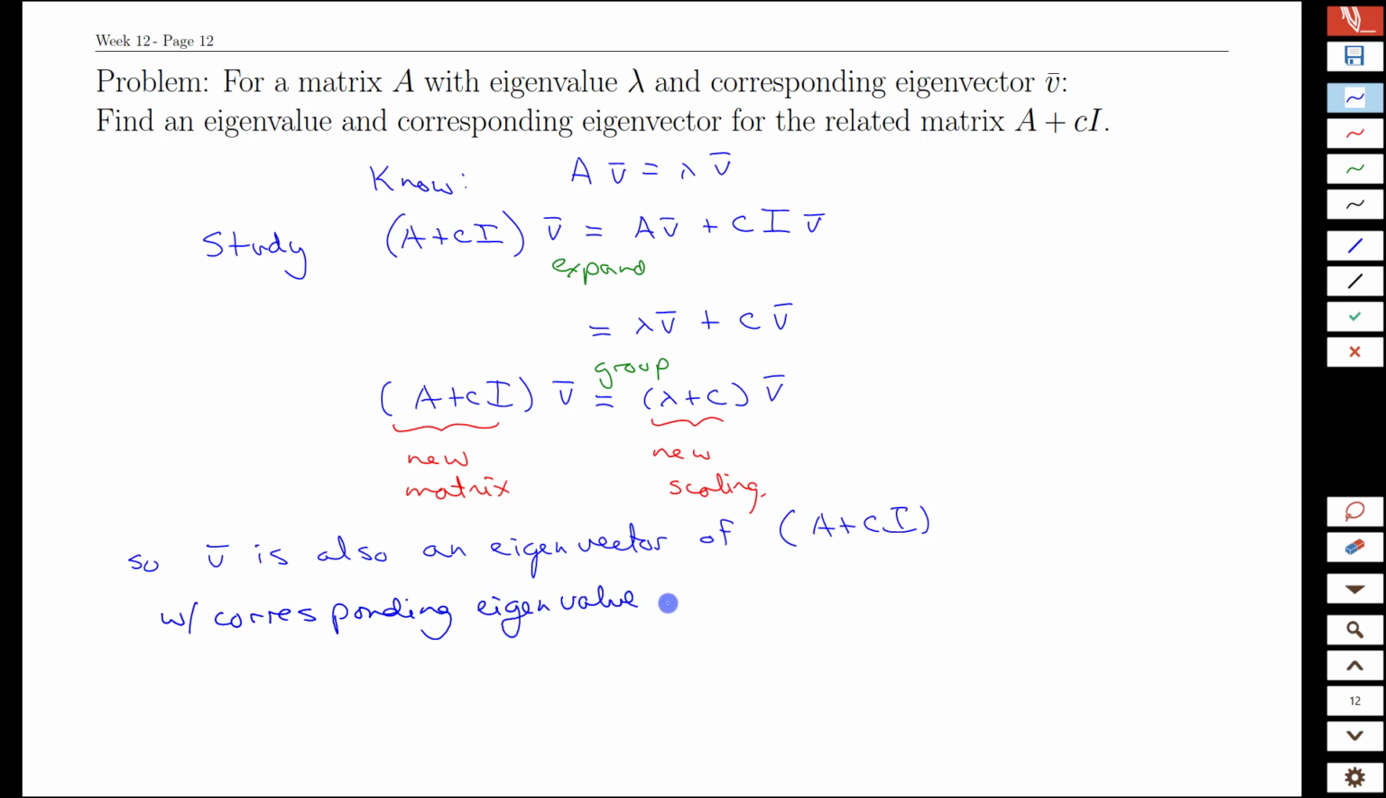with the corresponding eigenvalue of lambda. Oh, we tweaked it though. We ended up adding a plus c. So lambda plus c.